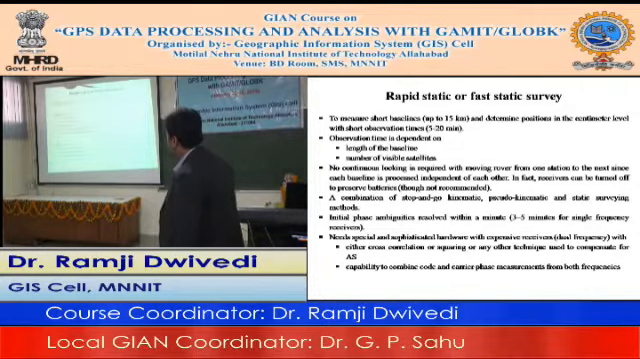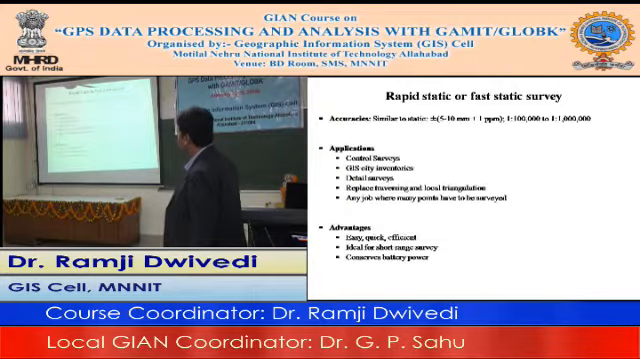Okay, the next is similar to static. You could see the deviation from the static: in the static case we have 3 mm, 2 mm, 1 mm, however here it is 5 to 10 mm with 1 ppm. Applications are control surveys and fast surveys, where you need data within a day, let's say for a city or an area, and detailed surveys or data inventories, replacing traversing by local triangulation. Advantages: easy, quick, efficient, ideal for short range surveys, and it conserves battery power, because no lock is required, you can switch off your receiver and go to another place.